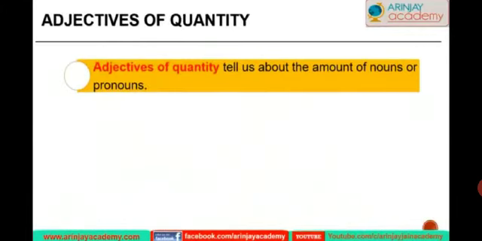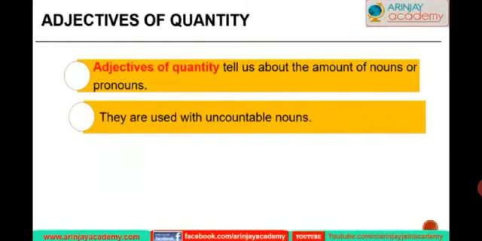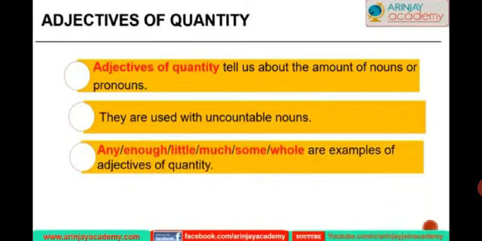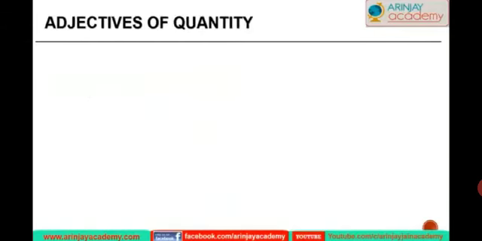Now, adjectives of quantity. Adjectives of quantity tell us about the amount of a noun or pronoun. They are used with uncountable nouns. Any, enough, little, much, some, whole are some examples of adjectives of quantity.